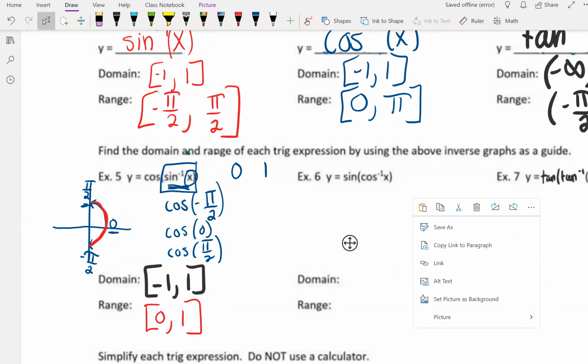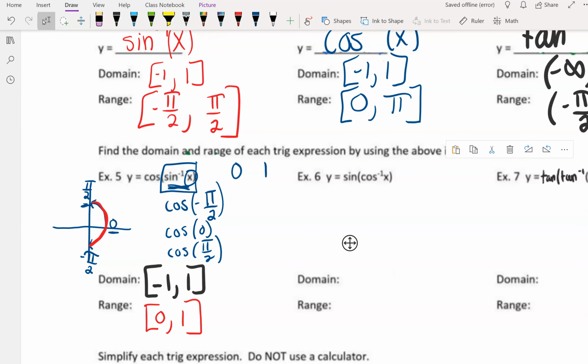All right. Let's move on to the next one and do that same exact thing. So for domain, it's a little easier. We can just look at the graph and see how far left and right it's going. So we're going to look at the graph of inverse cosine.